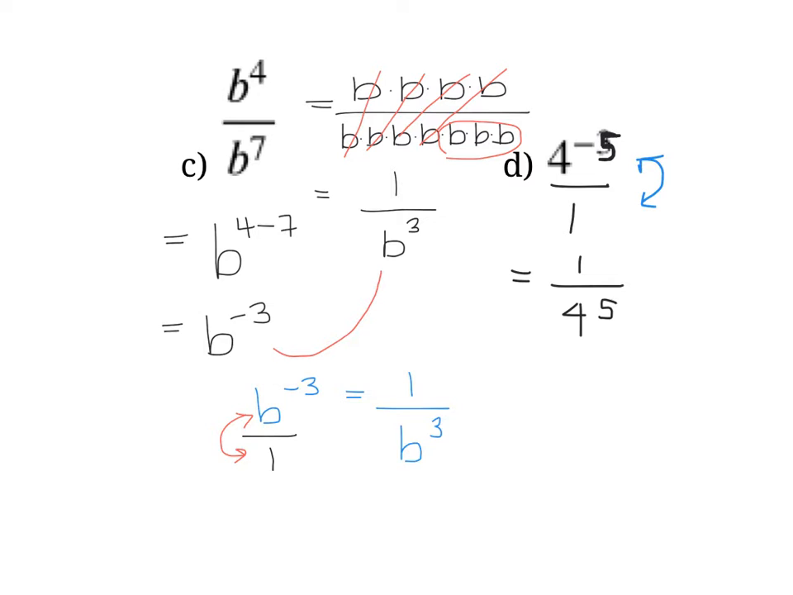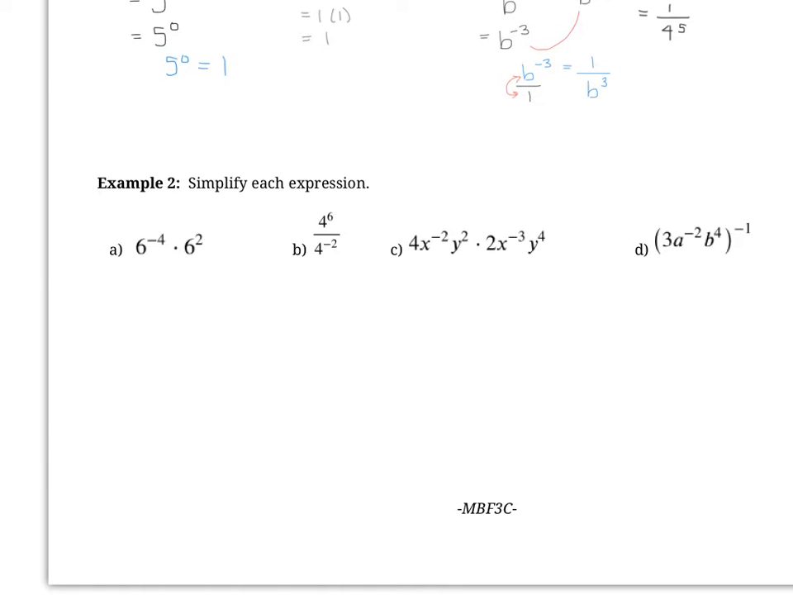So every time we see a negative exponent, all we have to do is make this into a fraction if it's not already, flip it, and change the exponent to positive. So make it into a fraction, flip it, and change the exponent into positive. Now let's try some harder examples. So let's try example 2 now. So we're going to start with A.